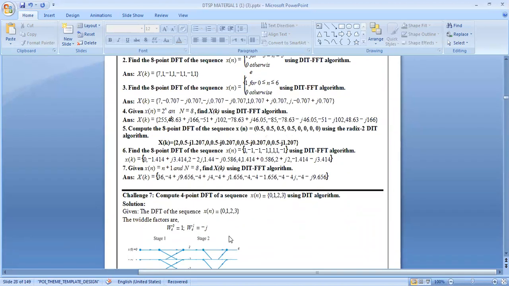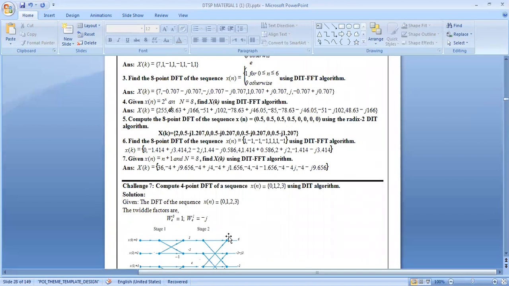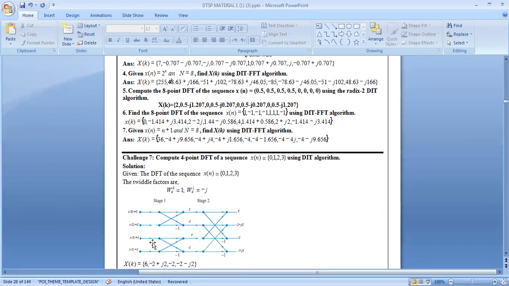Similarly, we will be doing it for a 4-point DFT by using DIT. So what is the x of n? 0, 1, 2, 3. Since it is 4-point, the twiddle factors are W4 power 0 equal to 1, and W4 power 1 equal to minus j. So x of 0, x of 2 first needs to be in bit reversed order: 0, 2, 1, 3.